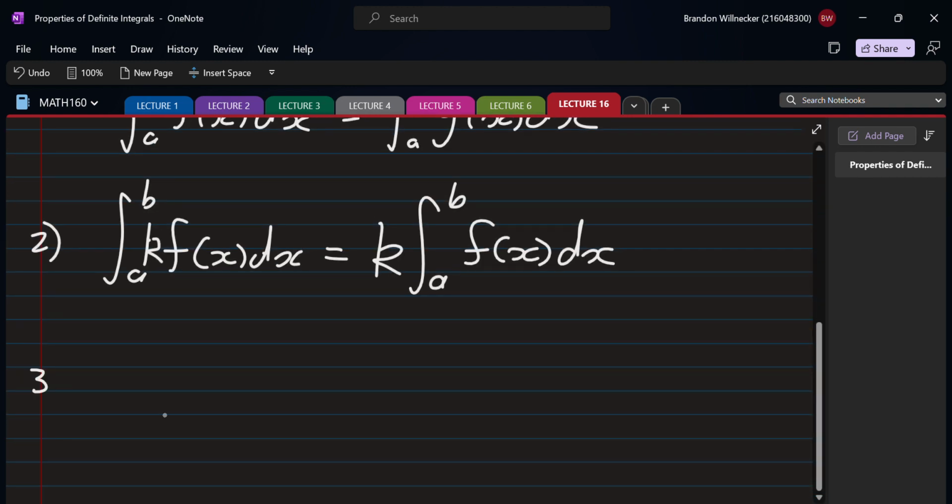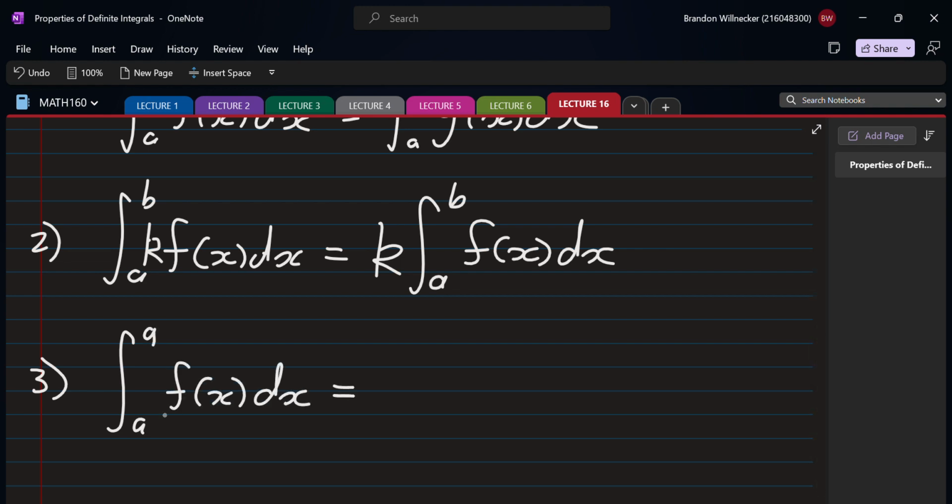So number three, we have the integral from A to A, f of x dx is equal to. Now here we can imagine this in terms of an area. So if we're going from A and we're ending at A, we haven't moved anywhere. So the total area underneath that curve is going to be 0, right? Because the rectangle has 0 width. We started at A, we ended at A, that's going to be 0.